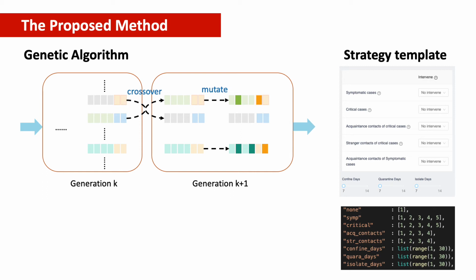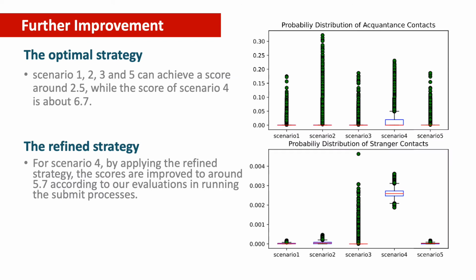We make a variant version of the template from the quick test. And by applying this strategy, scenarios 1, 2, 3, and 5 can achieve a score of around 2.5, while the score of scenario 4 is about 6.7. Naturally, we wonder if there is any room for further improvement in scenario 4.